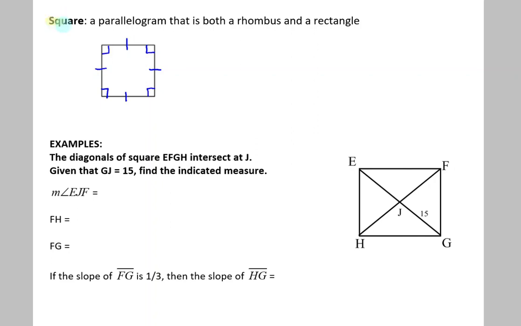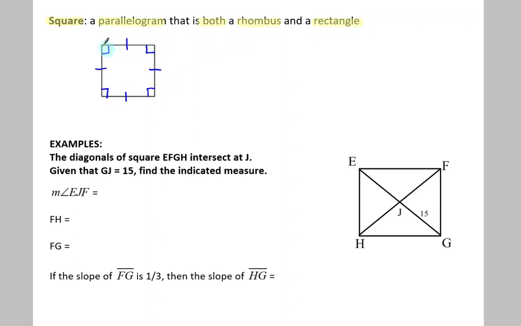Now let's talk about the square. This is also a parallelogram that is both a rhombus and a rectangle. So of course, because it's a rhombus, the four sides are congruent. Because it's a rectangle, the four angles are right angles.